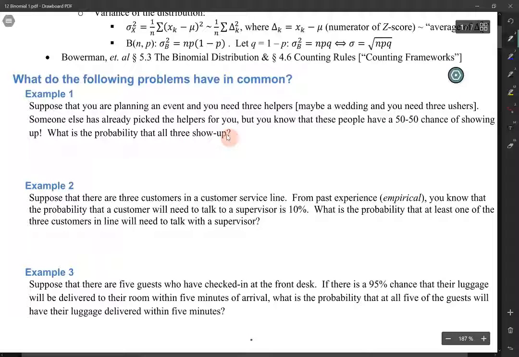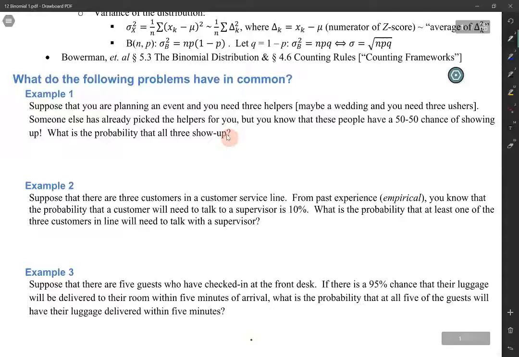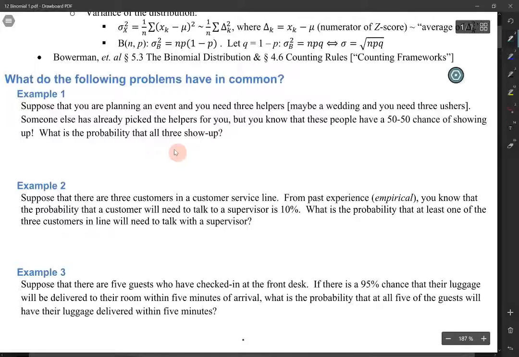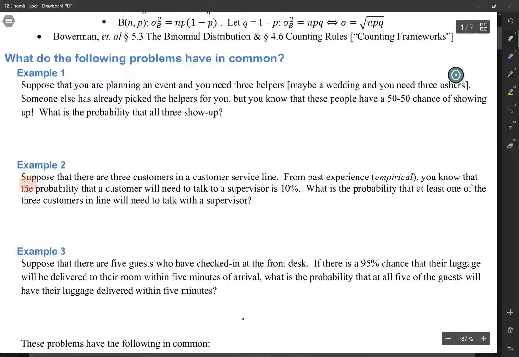So maybe you might want to know, how likely should I have some backups, just in case? What's the likelihood that 2 of them show up? So maybe I should have 1 really solid backup, and then a second backup just in case, maybe for planning, making decisions.